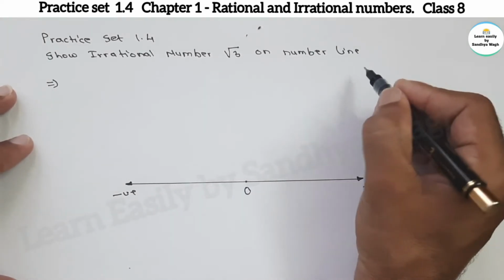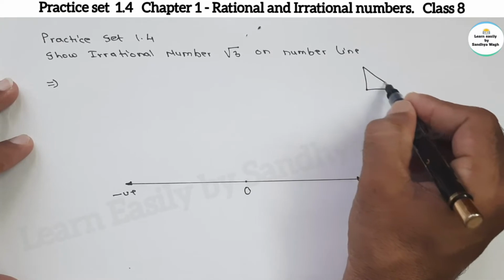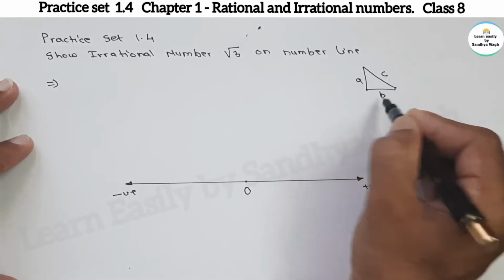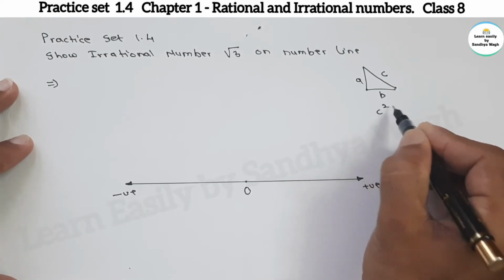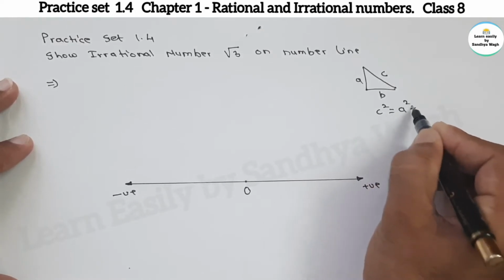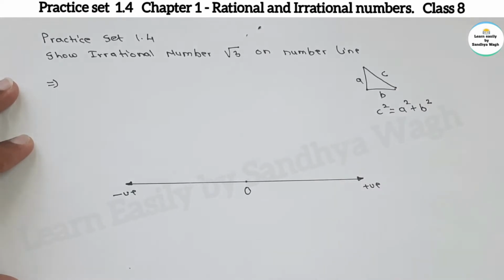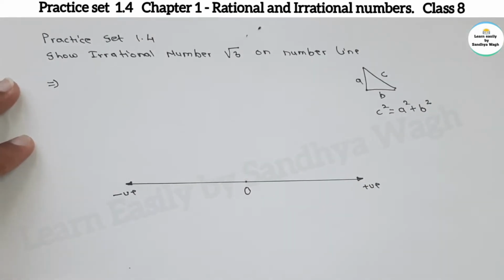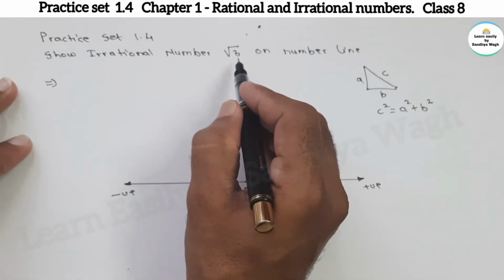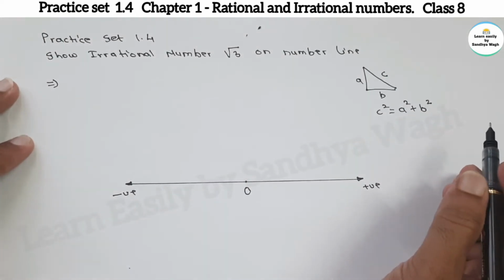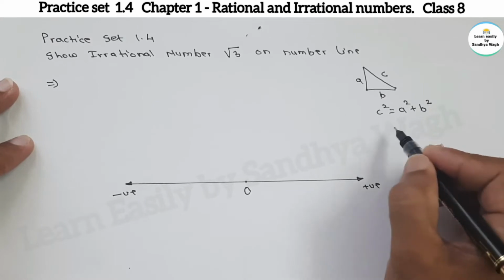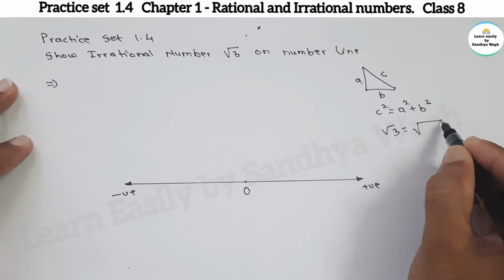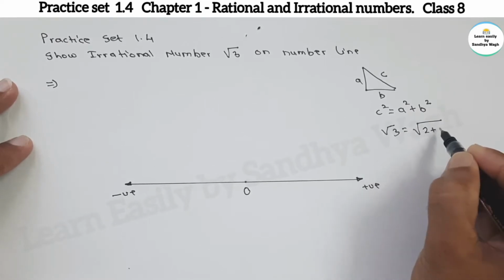What is the Pythagoras theorem? If this is a triangle and the hypotenuse is C, let this be A and this be B. C square is equal to A square plus B square. Now here we want to mark root 3. So how can we get root 3? Root 3 is equal to the square root of 2 plus 1.